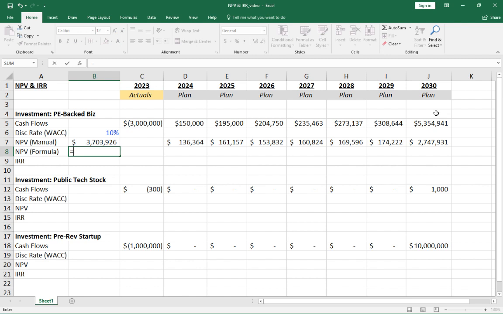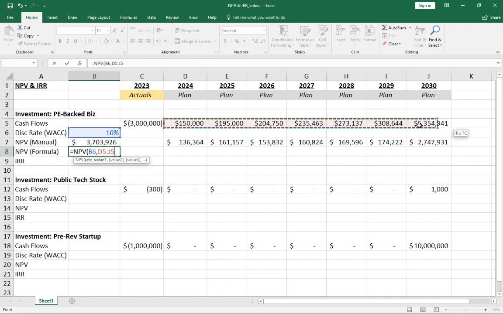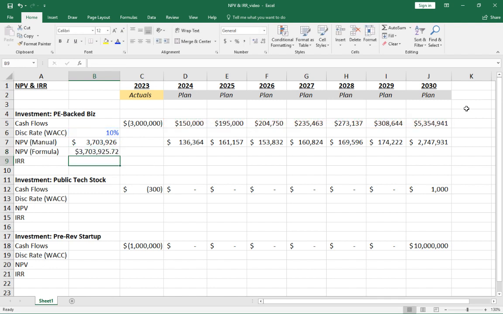There's also an automated Excel formula which calculates the exact same thing and can make your life a lot easier. So this is NPV, open parentheses, and all we have to do is click our discount rate, comma, and then grab the future cash flows. This will do the exact same math. Check this out. Close parentheses, hit enter, and you'll see that you will get the exact same number. So if you want to do it manually or you want to use the formula, the choice is yours.